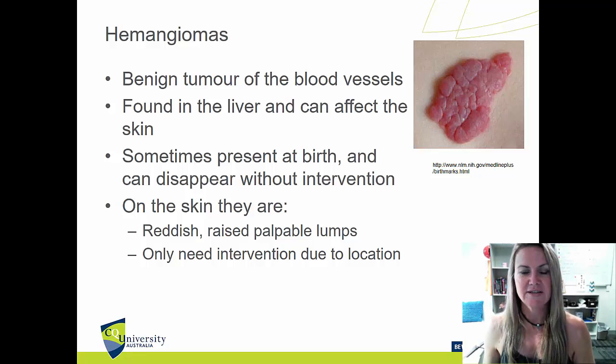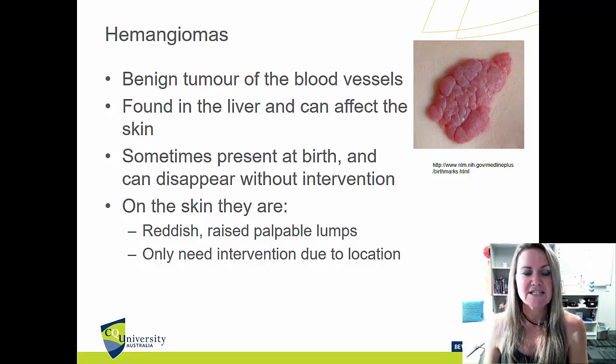Hemangiomas, they look a little bit nasty, don't they? And again, quite benign, quite common that you'll see them, and they're found often in the liver, and you'll see them when you're looking at the liver next term, and you've probably seen them already with abdo in your theory aspect, but they can also affect the skin, and some of you may already have some little hemangiomas yourself. Now they can be present at birth, and that's when you get these little pink raised birthmarks, and they can disappear totally as children grow a little bit older.